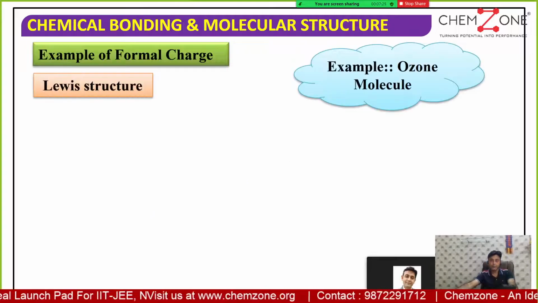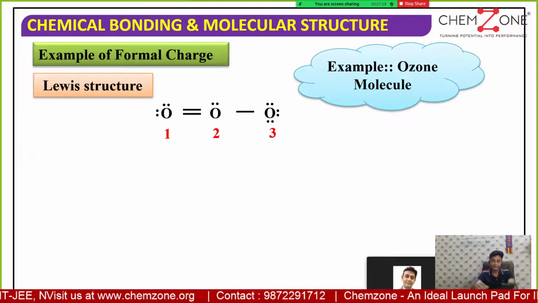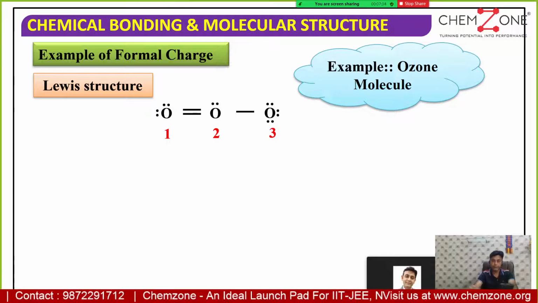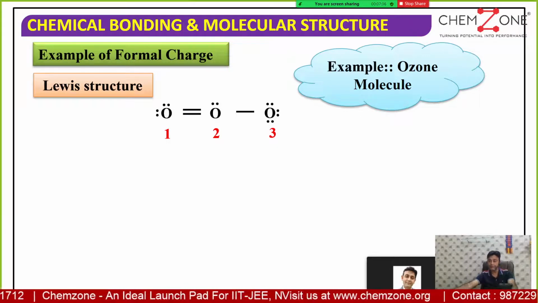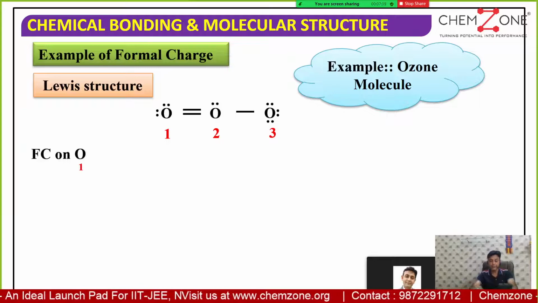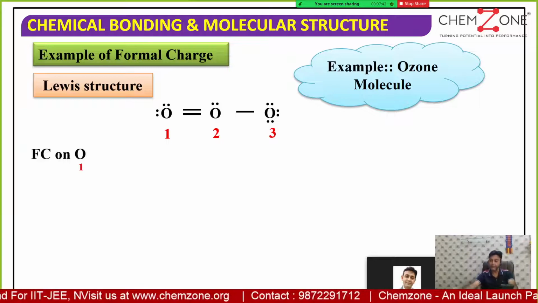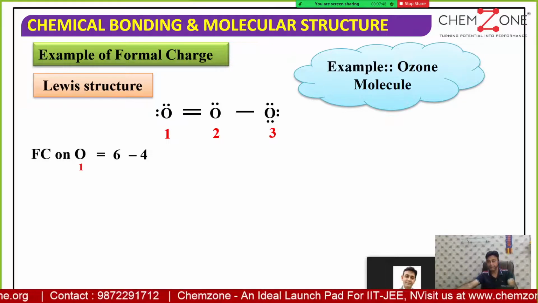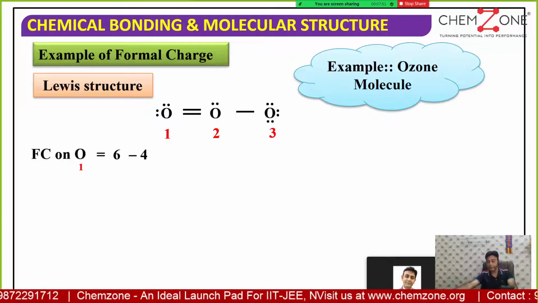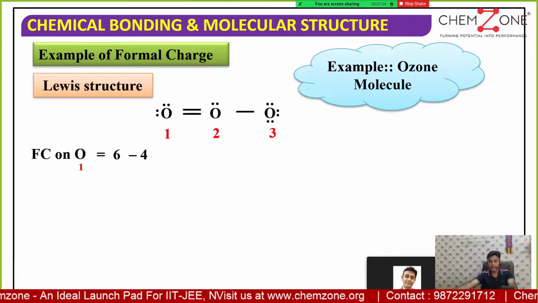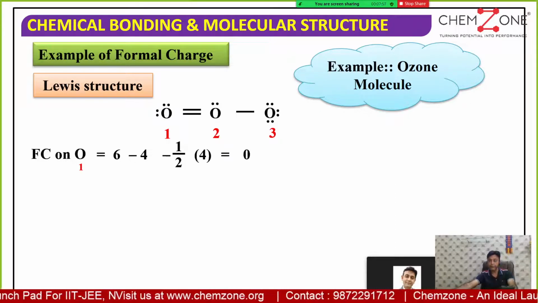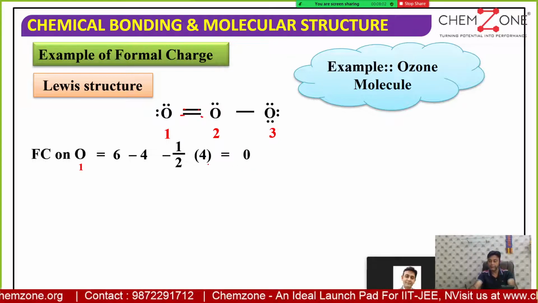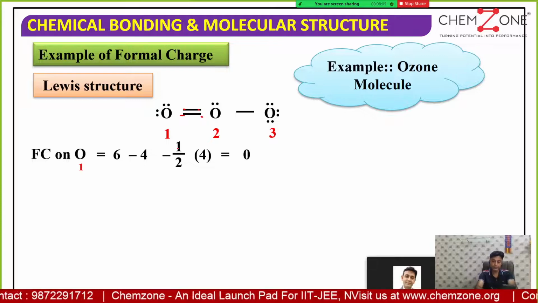Formula of ozone, right? In this ozone, I have 3 oxygen atoms. Let us calculate the formal charge on oxygen atom number 1. According to the formula, the total number of valence electrons is 6. The lone pair electrons are 4 in number, and half of the electrons involved in the bond pairs is 1, 2, 3, 4. So that is equal to 0.